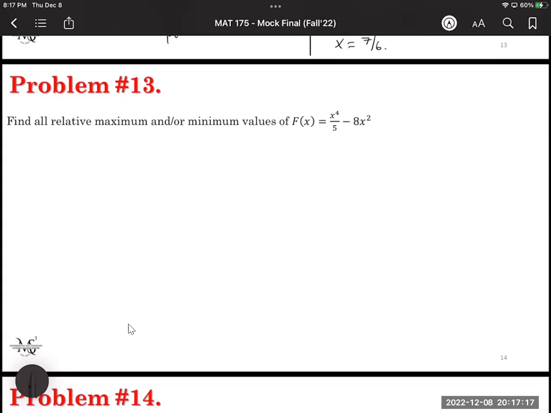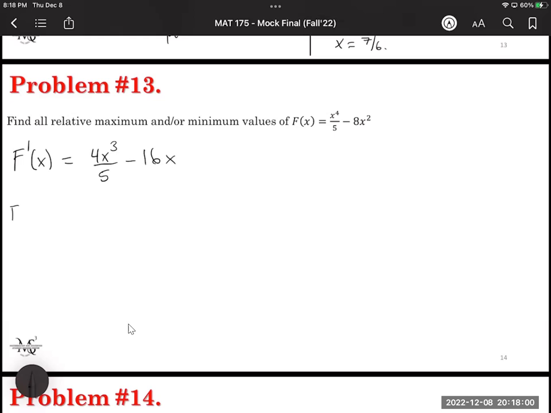So first of all, because I said I'm going to use the second derivative test, I need a total of two derivatives. So if f of x is x to the fourth over 5 minus 8x squared, then what would be f prime of x, our first derivative? Would it be 4x to the third power over 5 minus 16x? There you go. That's your first derivative: 4x cubed over 5 minus 16x.